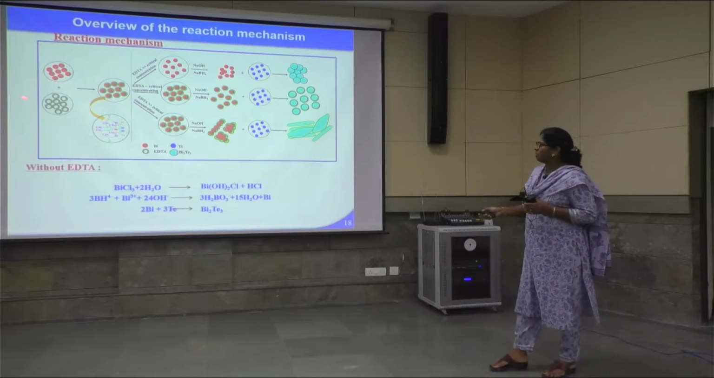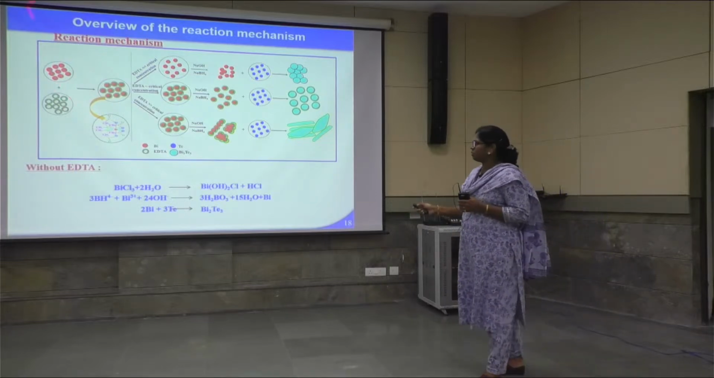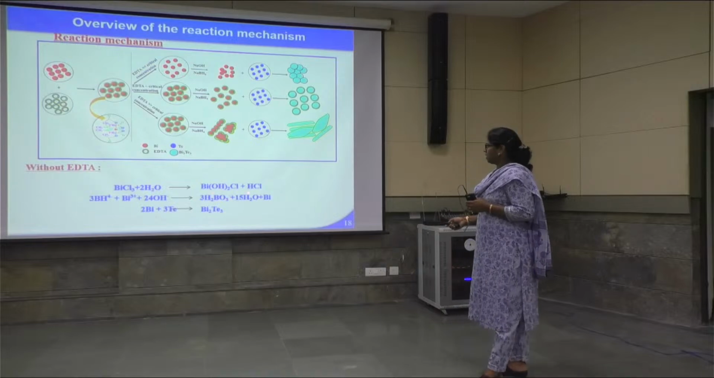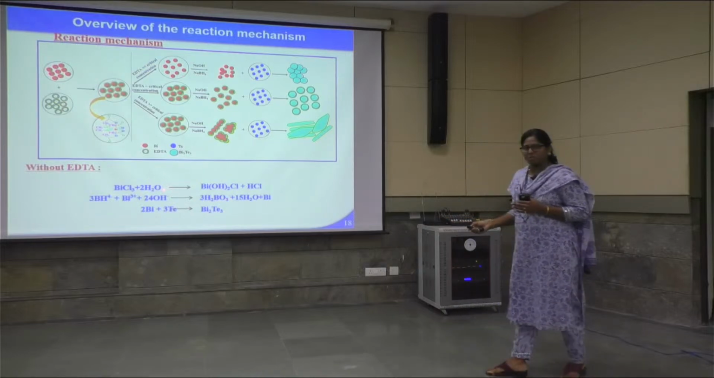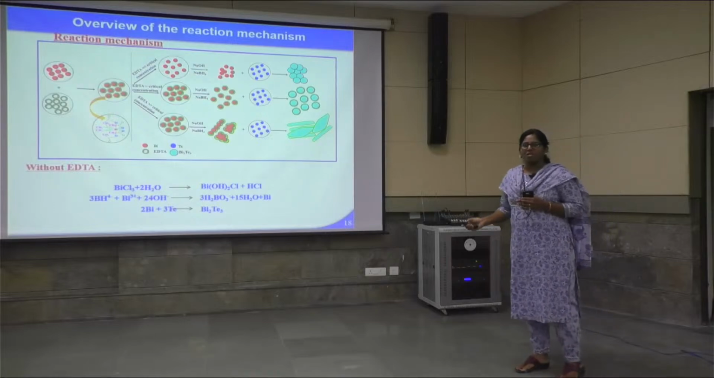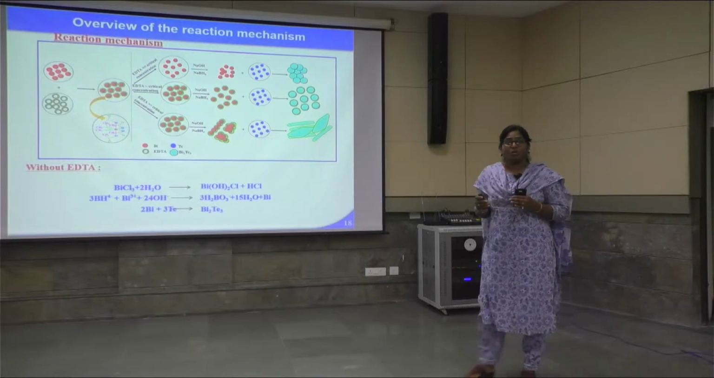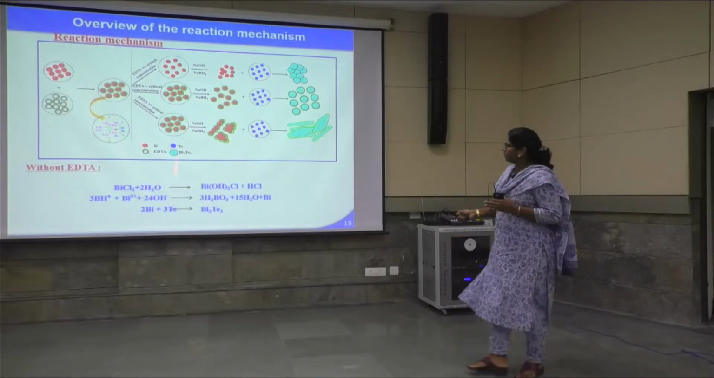Suppose this surfactant is not used, this could be the reason. It will come together and form bismuth telluride, but the morphology you might not get. You will not get it. That could be the reason.